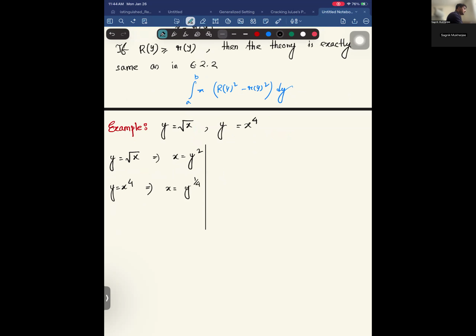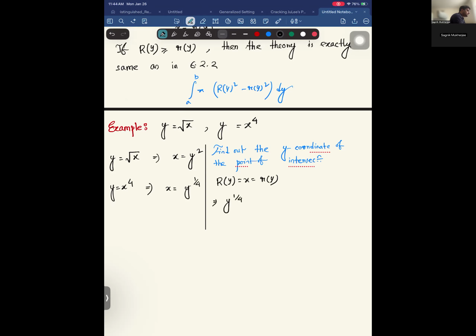Also find out the y coordinate of the point of intersection. So previously we were finding the x coordinate of the point of intersection, and now we want to find the y coordinate of the point of intersection. And how would you do so? Well, just equate. So equate R(y) equals to small r(y), and solve it exactly as before.